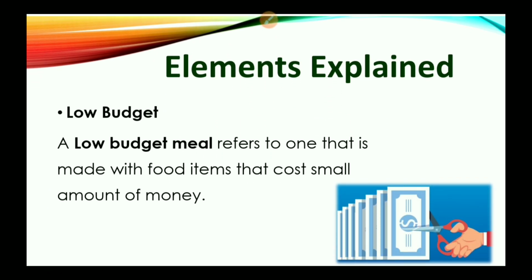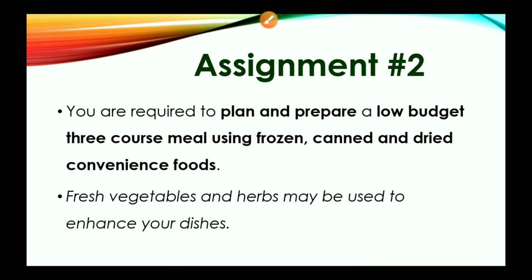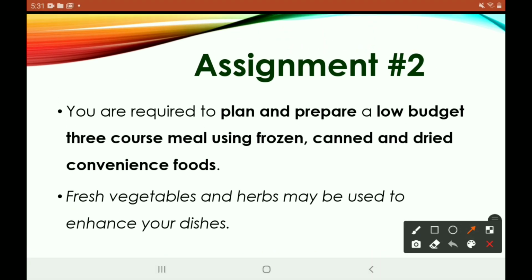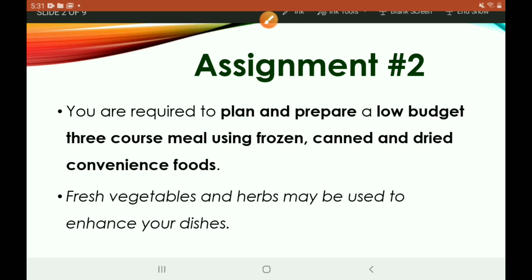Now, let us look at the question in more detail. Let us explain the elements. So, on a low budget, you're supposed to plan a 3-course meal. Good. And you should use frozen, canned, dried convenience foods. Let's go.